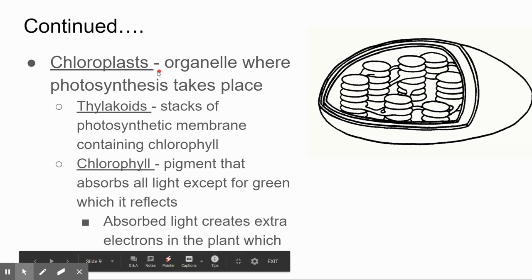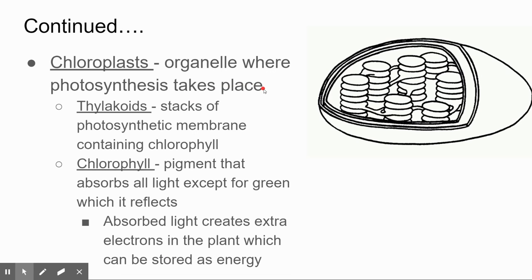Our chloroplasts are an organelle where photosynthesis takes place. Thylakoids are stacks of photosynthetic membrane containing chlorophyll. Okay, chlorophyll is going to be the green pigment that absorbs all light except for green, which is why it reflects green and why it looks green. Absorbed light creates extra electrons in the plant, which can be stored as energy. The light colors that get best absorbed by our chloroplast are going to be blue and red because they're on opposite sides of the color spectrum and they are farthest away from green.